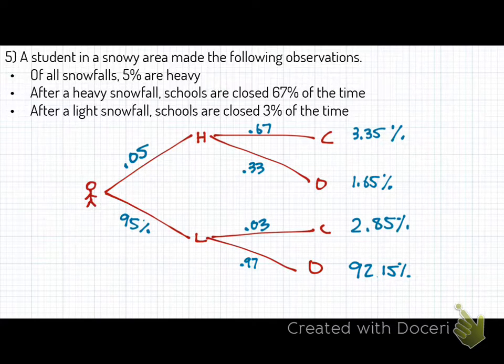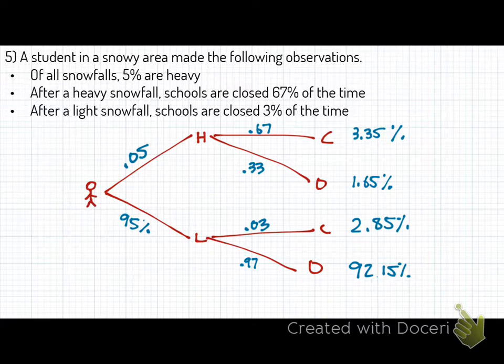Does that make sense? So let's say you're a student and you're in a snowy area. You'd be like, well, if it snows, should you think you're probably going to go to school the next day? Yeah. What is the highest likelihood if it's snowing? What's the highest probability? Light snowing. You're probably going to go to school, right? Yeah. Let's add these two opens. What's 92.15 plus 1.65? 93.8, right? That's a very high likelihood you're going to go to school, even if it snows.